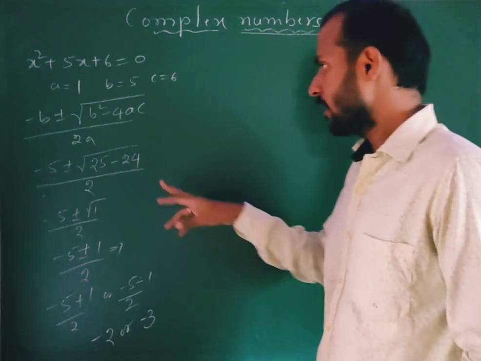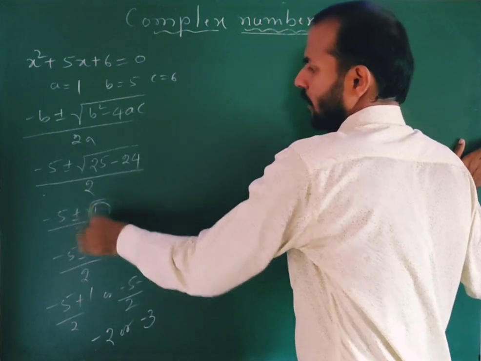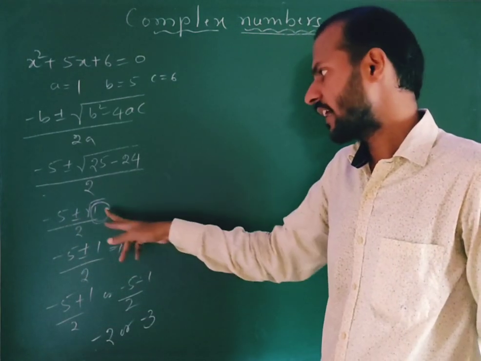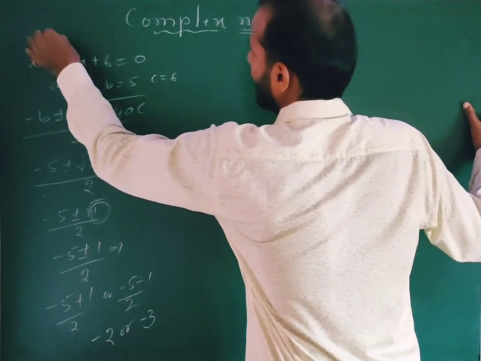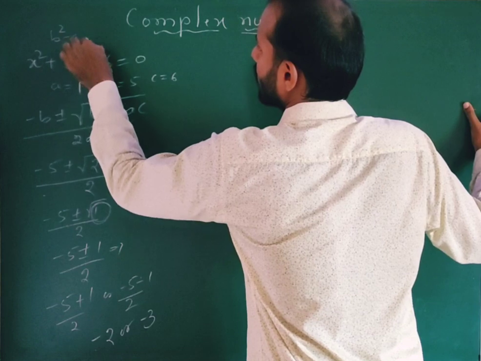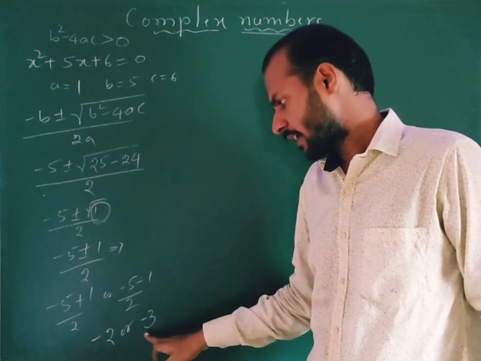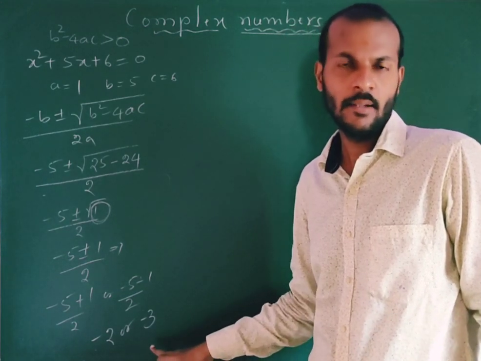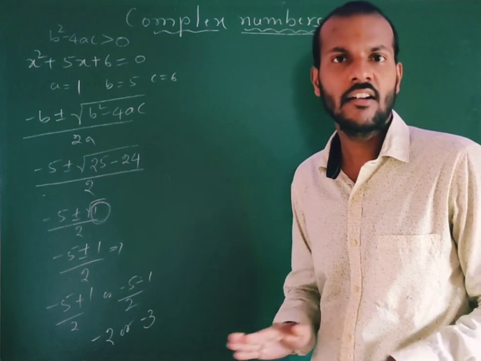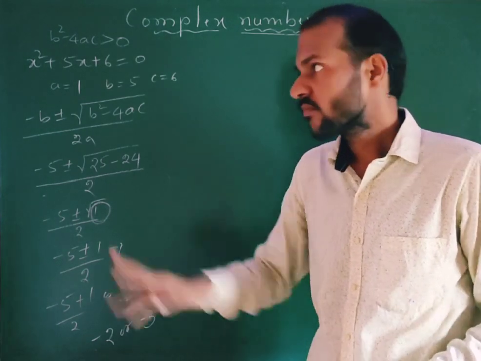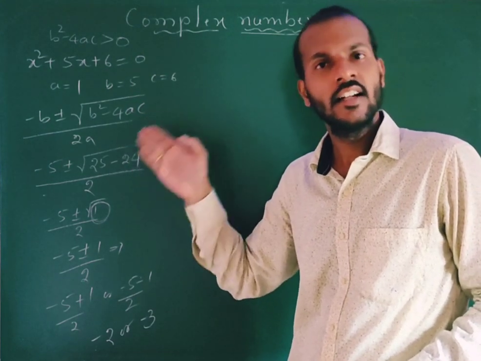See, here b square minus 4ac is 1, right? B square minus 4ac is greater than 0 here. Therefore what we are getting, minus 2 and minus 3, are real numbers, right? Where minus 2 and minus 3 are distinct, they are not equal to each other. In the case b square minus 4ac is greater than 0, we get real and distinct roots.